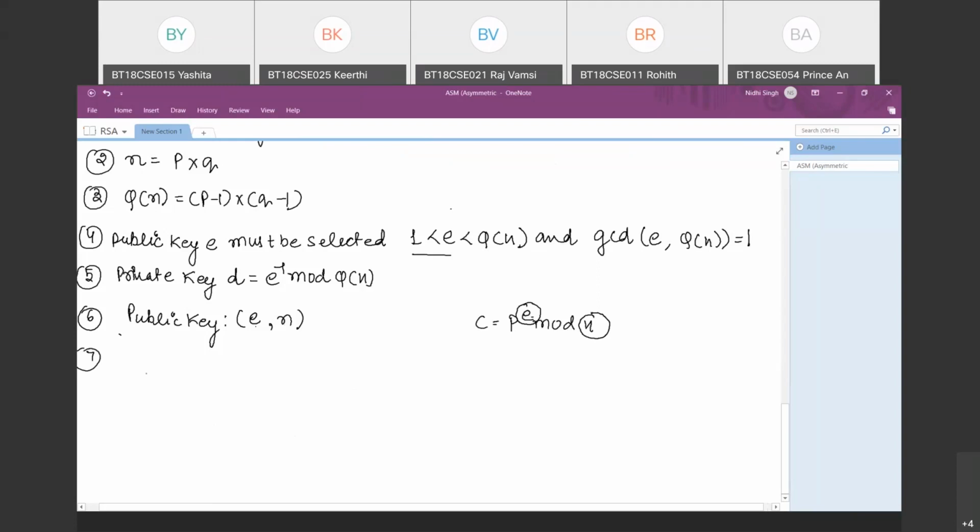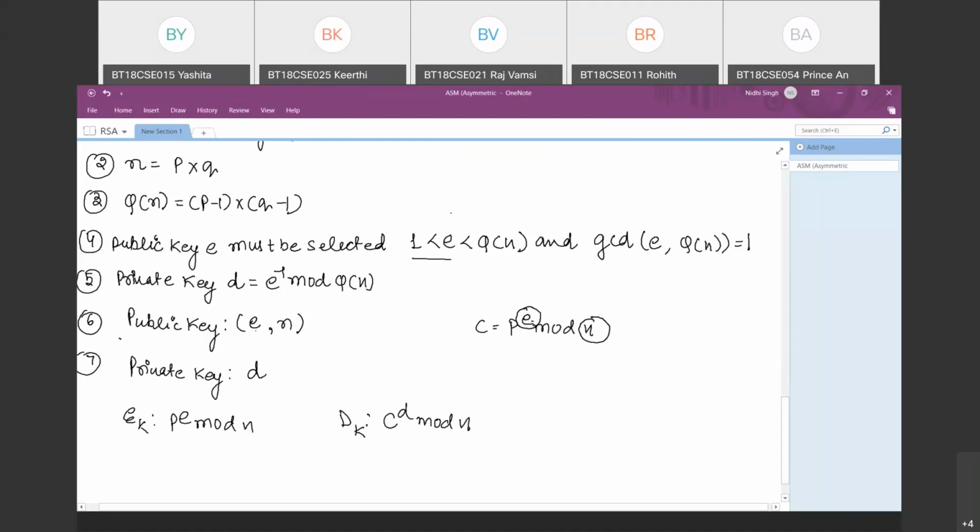The second one, the seventh one, is the private key. What is the private key? That is the calculated one, D. The encryption process says P to the power E mod N, and the decryption process is C to the power D mod n. So very simple. Just select two prime numbers, then calculate the value of n, then the value of phi n, then the value of E, then D, and that's it.